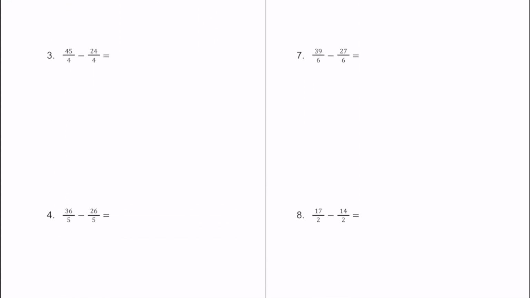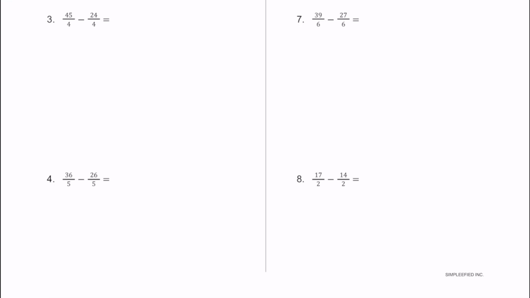Here's number 3. For number 3, we have this fraction of 45/4, and we're going to be taking away this 24/4. Okay, so we have common denominators of 4 here, so let's go ahead and just keep that the same. Let's go ahead and subtract the numerators. We have 45 minus the 24. What is 45 minus 24? Well, on the bottom, let's just keep that 4 the same, common denominator. 45 minus 24, I think, is going to be 21. Let's go ahead and put 21 on the numerator.